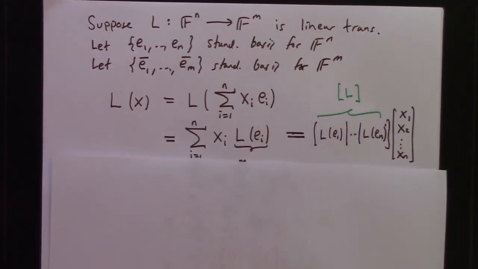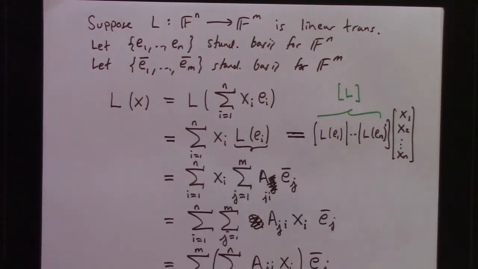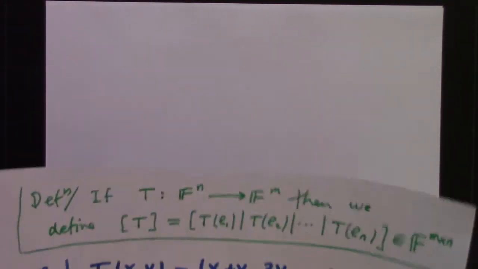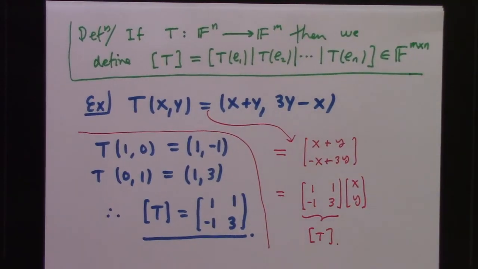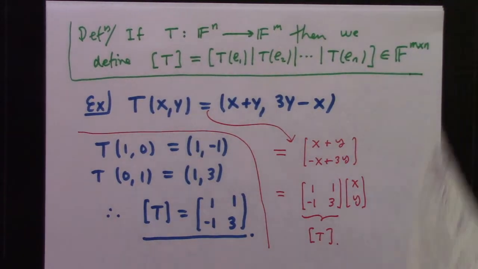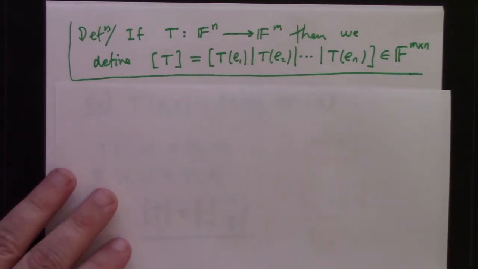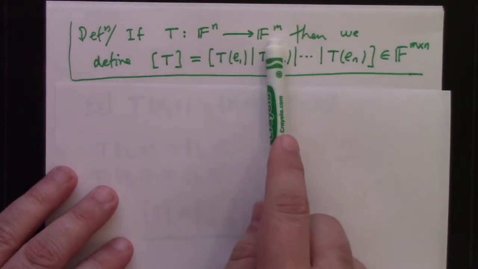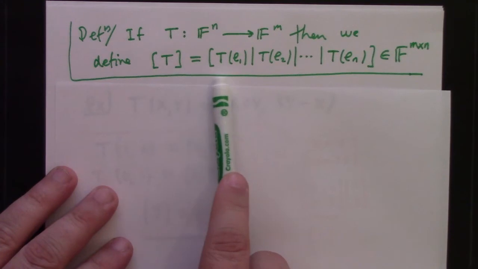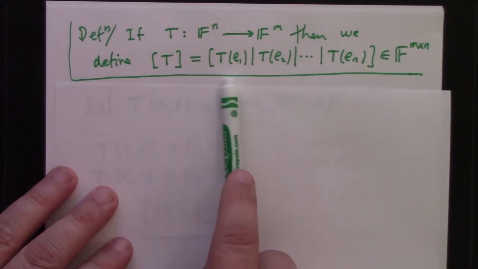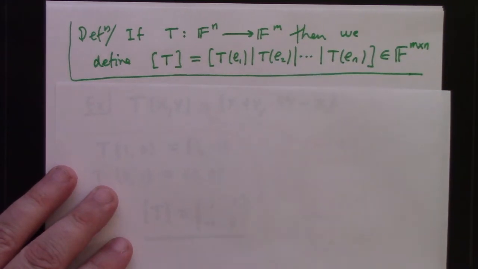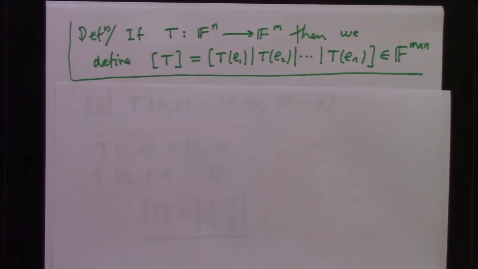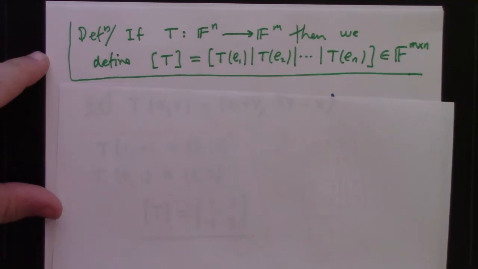All right. That said, well, here's the definition, I should say. Then I'll get to the example. Sorry about that. So the definition: we have a transformation from Fn to Fm. Then we define the standard matrix to be this. We just take each column: the first column is T of E1, the second column is T of E2, the nth column is T of En. That gives us an m by n matrix corresponding to a linear transformation.